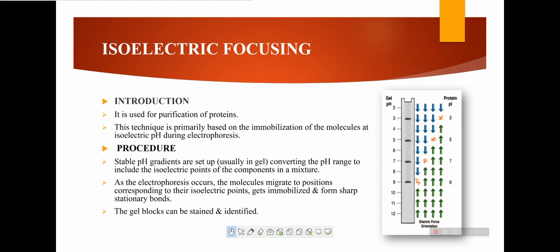Now talking about isoelectric focusing. Isoelectric focusing is used for the purification of proteins. Iso means same, electric means the charges. So in this technique, all the molecules are immobilized at their isoelectric pH.